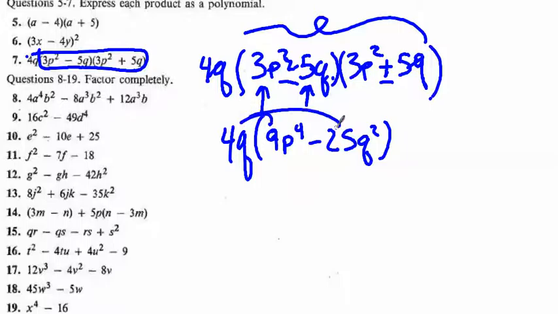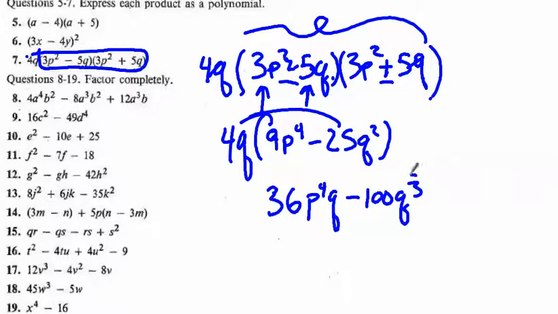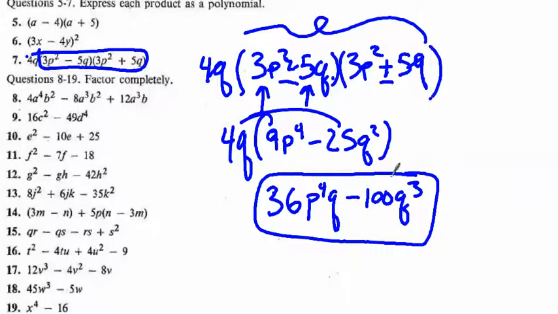And so distribute that out. 4 times 9 is 36 p to the fourth q, minus 4 times 25 is 100, and I have q to the third. And there's my final answer. So key here is multiply the two binomials first, then multiply the monomial that's on the outside last. It's always helpful if you can find the difference of squares, but you could have done your FOIL or rainbows and smiley faces method and gotten the correct answer too.